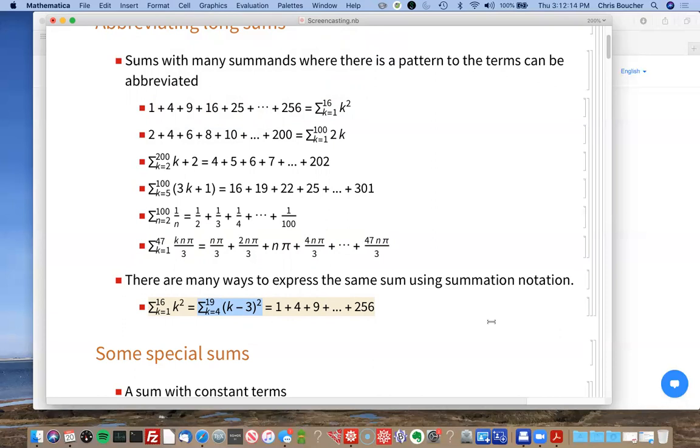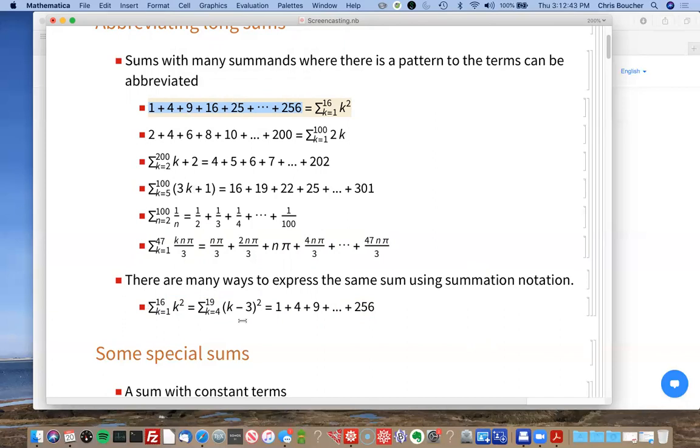But when I unpack the sum, I start from the low counter value of 4. And when I plug in k equals 4, I get 4 minus 3 squared, which is 1. And then I increment the counter to 5, and I get 5 minus 3 squared, which is 2 squared, or 4. And then the counter goes to 6. 6 minus 3 squared is 3 squared, or 9, and so forth. And you can see that I'm unpacking exactly the same sum that I was before.